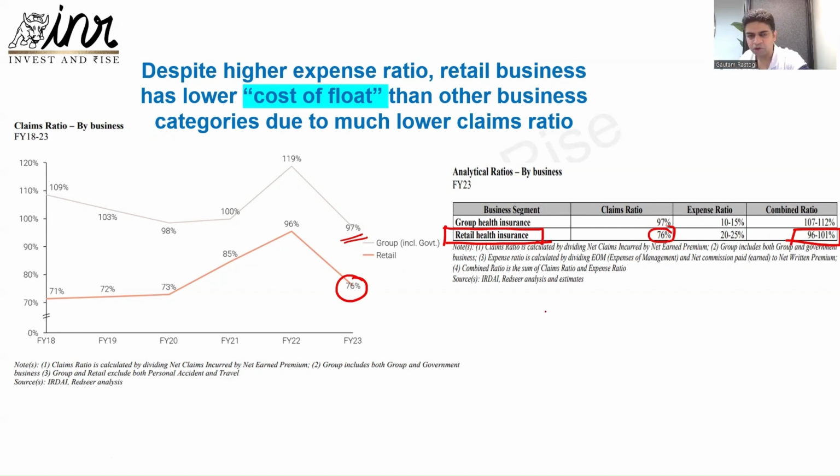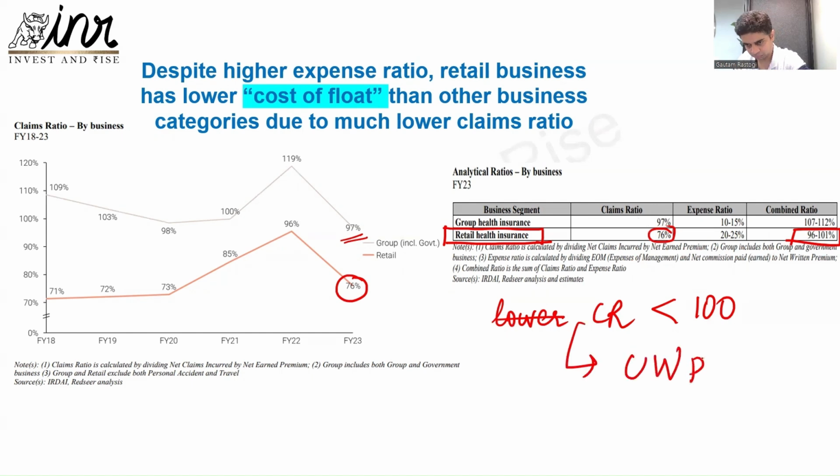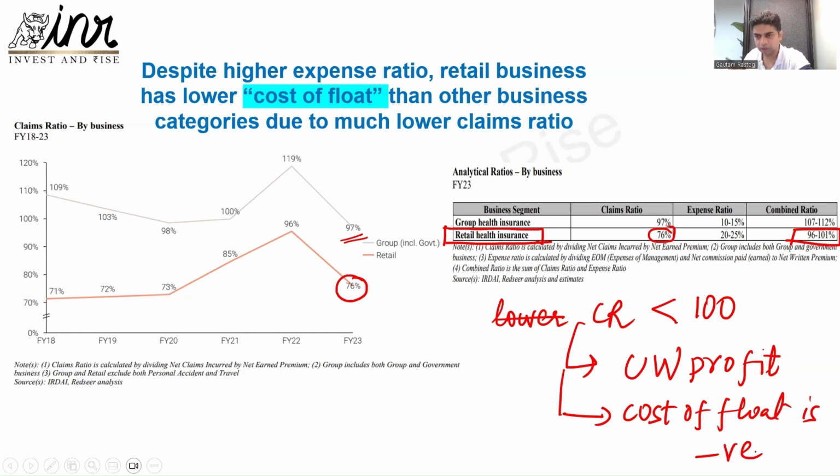Okay. So if you have a lower claim ratio, or let's say the combined ratio is below 100, it means you are turning an underwriting profit. If you are turning an underwriting profit, what it means is that your cost of float is negative, meaning there is no cost at all. The cost of float is negative, meaning the cost at which you are able to accumulate float and earn interest on it is negative because you are making an underwriting profit. Okay, that is what it means.